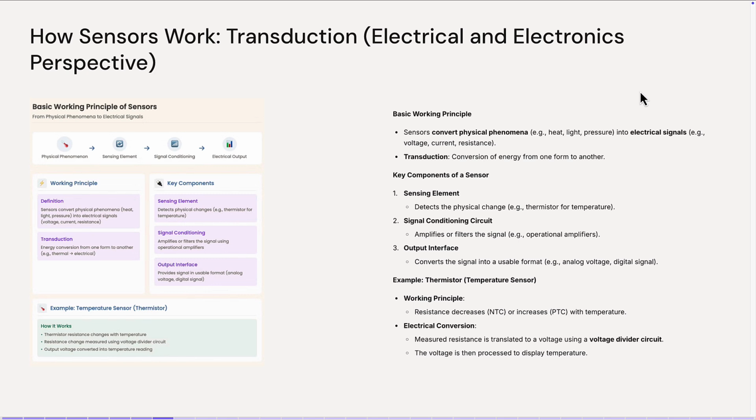You have a physical phenomenon. You will receive it through a sensing element, which gives a voltage. And here we do signal conditioning, filtering or amplification. And finally, we will have the electrical output that will allow us to tell what the value of the physical phenomenon is, to make an inference out of this.